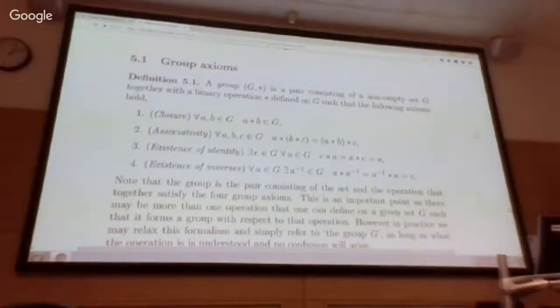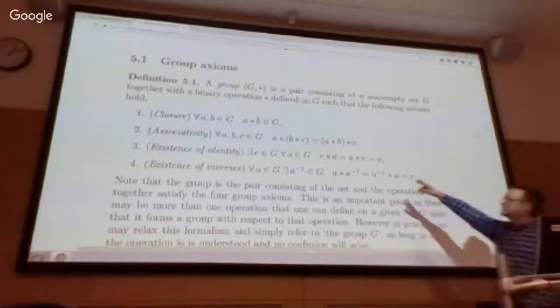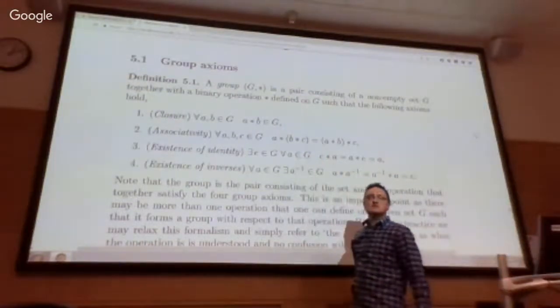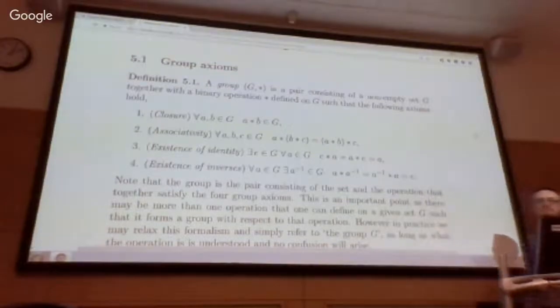the associativity condition or axiom asks that these two evaluations always give you the same answer. Okay? That's the property of associativity. Two more left to do.